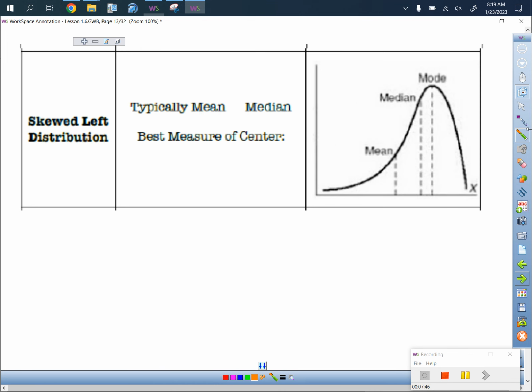Skewed left, the mean is less than the median, but still the best measure of center is the median. Anytime the data is skewed, the best measure of center is the median. When you have skewed data, the median's going to be the best.